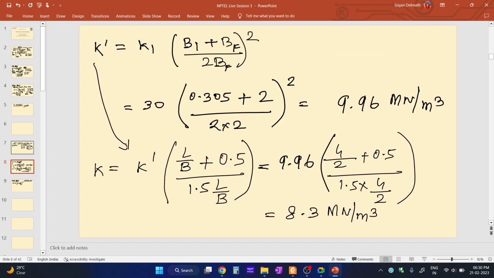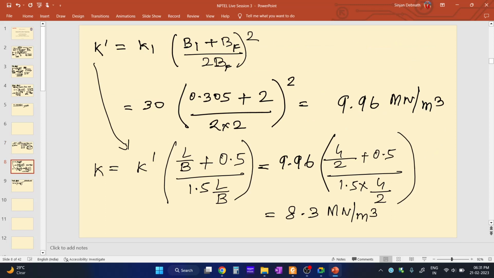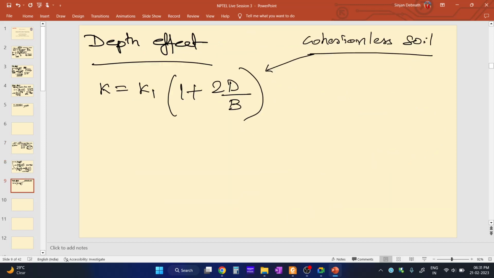So in this question, you see that the test was done on a medium dense sand. So we must incorporate the depth effect. And one thing we must keep in mind, that this factor, only this 1 plus 2 d by b, should not be greater than 2. Okay. So let's solve this.